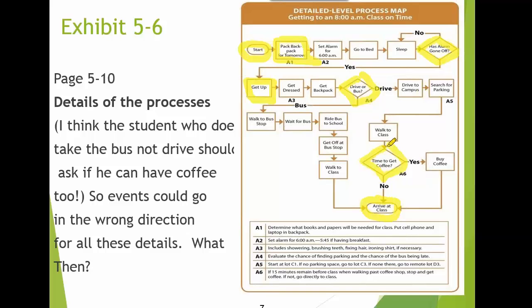Or it could be, do we have time, or do we want coffee? If yes, we get coffee. If no, then we just go directly to class. Okay, and then you notice that each decision tree, each decision has a marker. So these markers are down here, A1, A2, A3, A4, A5, A6.